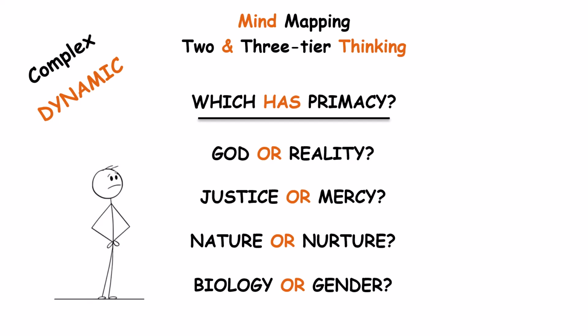By combining the dynamic power of mind mapping with the structured clarity of two- and three-tier thinking, we are able to analyze, compare, and resolve these issues with depth and precision. This approach not only deepens our gospel understanding, but also positions us far ahead in comprehending and addressing the challenging questions of our time with confidence and insight.